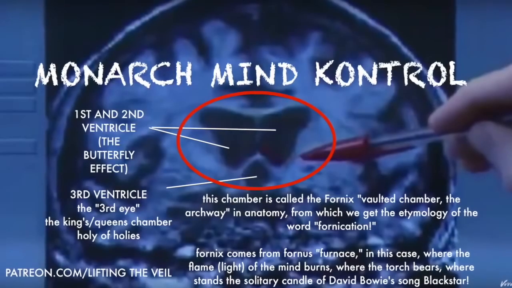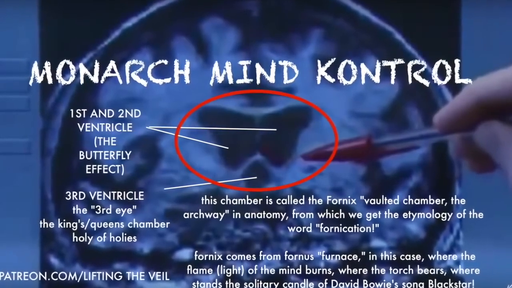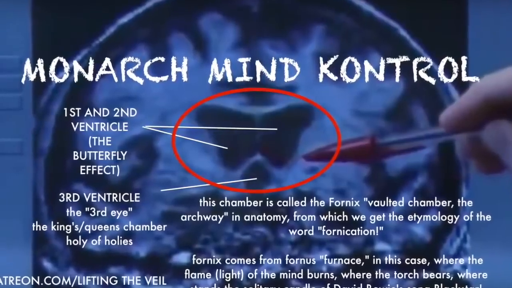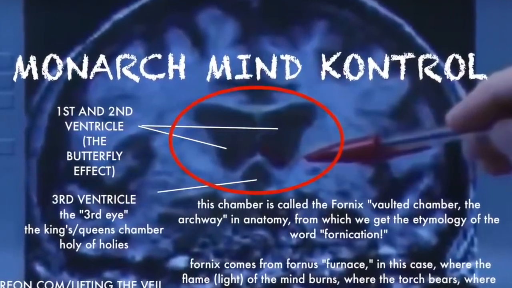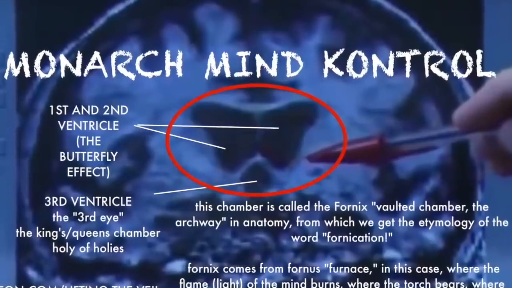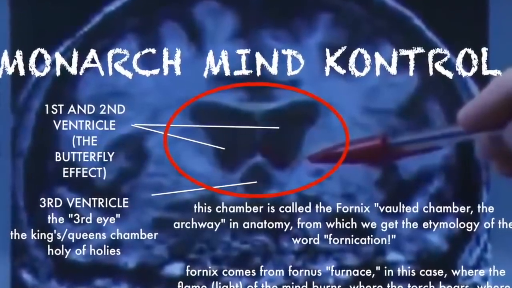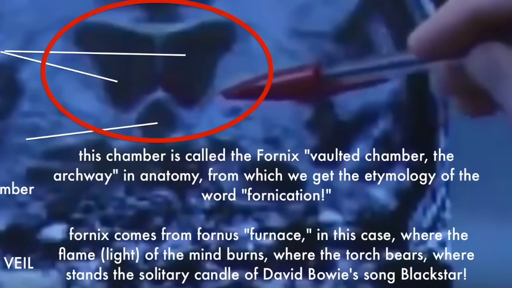And that is what the first and second ventricle are. They make up the two wings of the monarch butterfly. And what would be the abdomen of the butterfly down below is what's called the third ventricle, which is also called a fornix, which means in etymology a vaulted chamber. And it's called a fornix or a vaulted chamber because, as we can see, the geometry here makes up an archway or a vault. It is the vault of heaven.